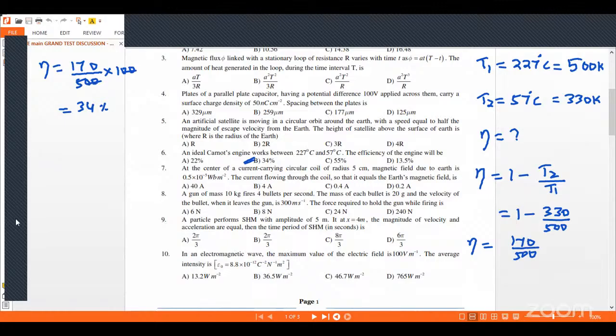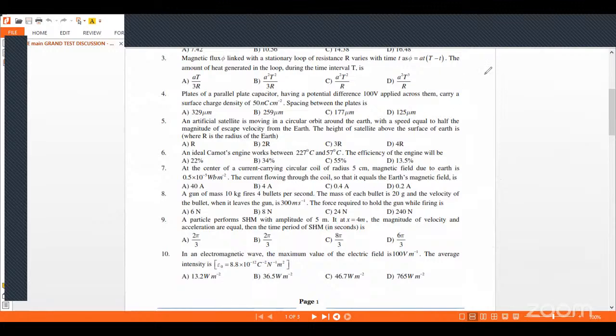Next question. At the center of a current carrying circular coil of radius 5 centimeter, magnetic field due to earth is 0.5 into 10 power minus 5 Weber per meter square, or we can write as Tesla. What is the current flowing through the coil so that it equals the earth's magnetic field?